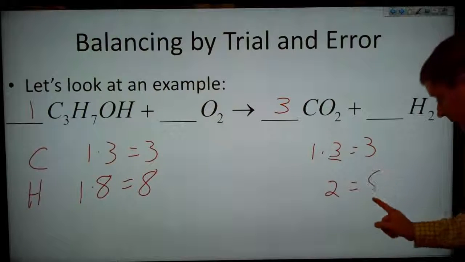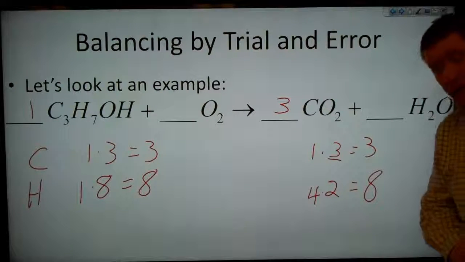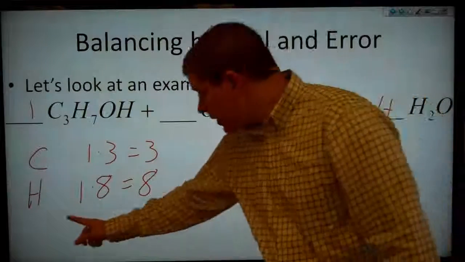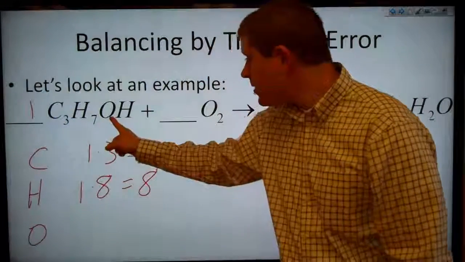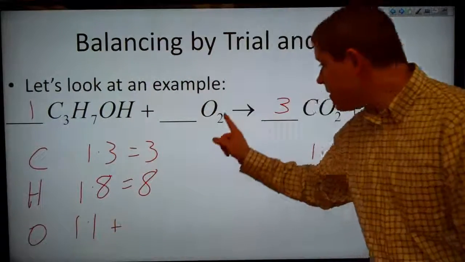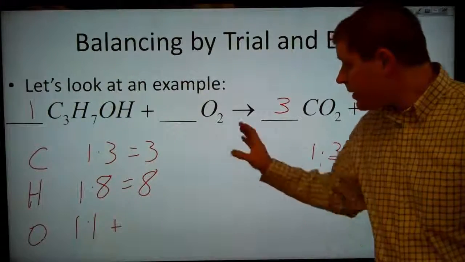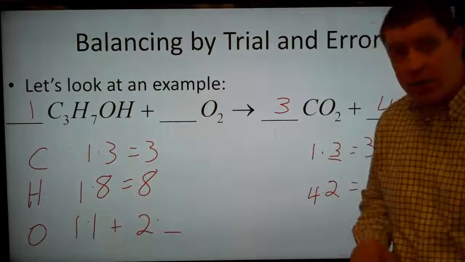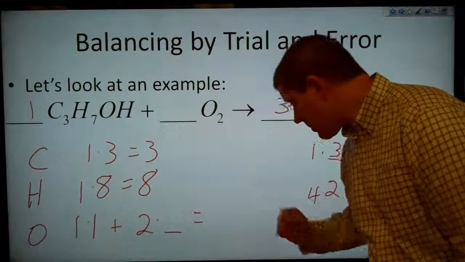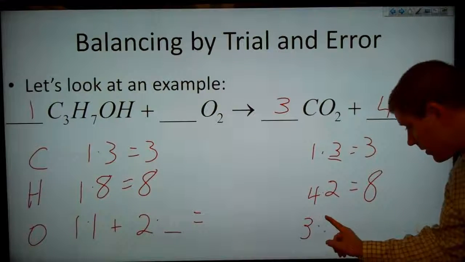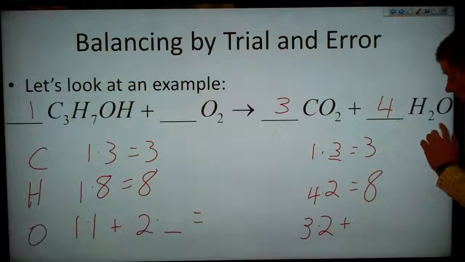We need a total of 8 on this side, so we then have to multiply by 4. So we need 4 water molecules here to balance out our hydrogen atoms. And now let's look at oxygen. On the left, we have 1 oxygen atom here, so that's 1 times 1, plus we have 2 oxygen atoms in each of our oxygen molecules, so we have 2 times some number. We don't know what that number is, but we're going to have to plug in something there. So this equals something, and we'll come back to that. On the right side, we have 3 times 2, so that's 6, plus another 4 times 1.